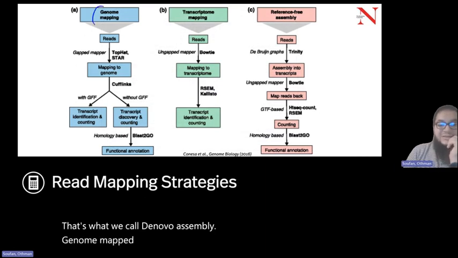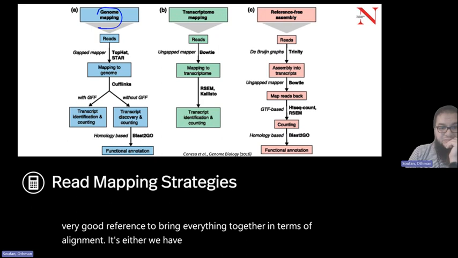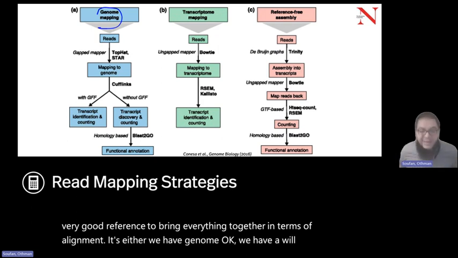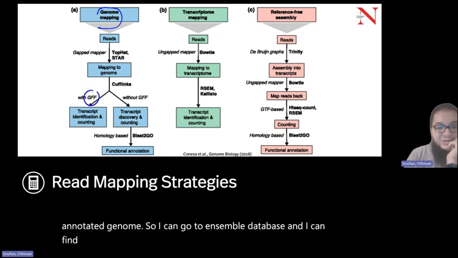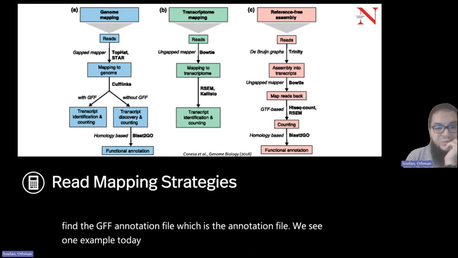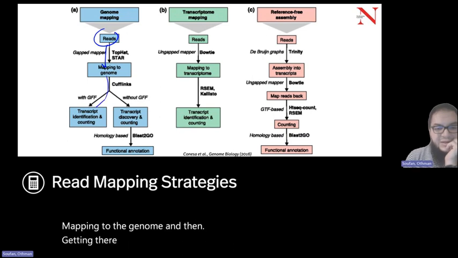Genome mapping. This is a very nice slide, and I think this can be a very good reference to bring everything together in terms of alignment. Either we have a genome, a well annotated genome, so I can go to the Ensembl database and find the GFF annotation file, which is the annotation file. We'll see one example today in the module, and then go through some process of read mapping to the genome, and then getting the results after analysis. Finally, I can do functional annotation.